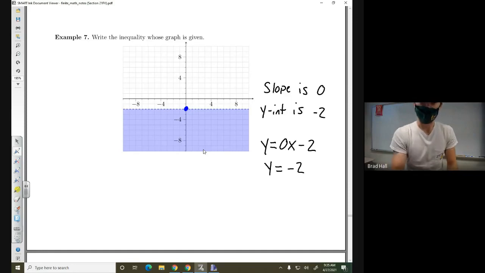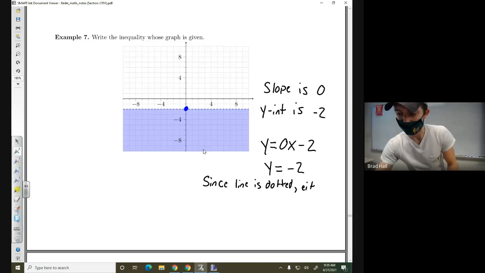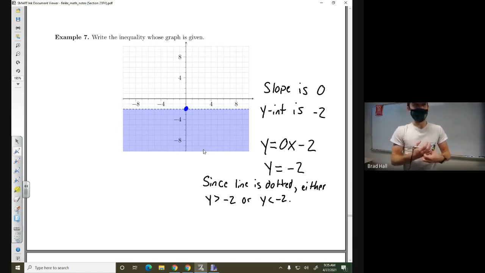The line here is dotted. Since the line is dotted, we have either y is greater than -2 or y is less than -2. Since we have a dotted line, as we talked about before, a dotted line corresponds to an inequality that does not have an equal to component. And so we can see here, since this line is dotted, that means there's no equal to in our inequality. So it has to be one of these 2 inequalities.